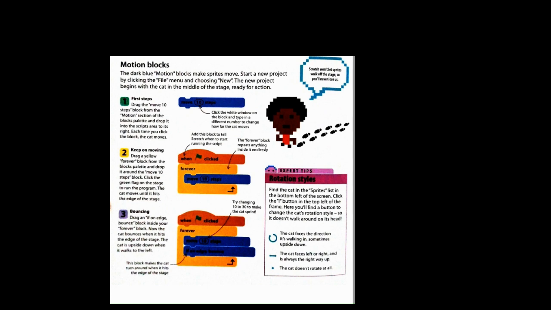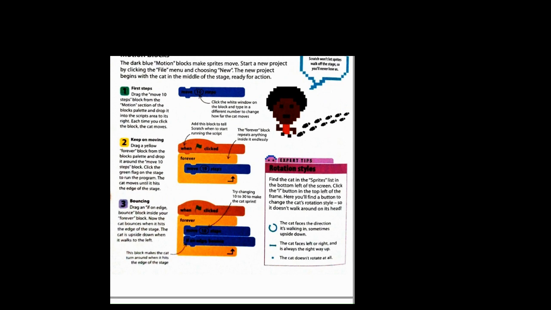First steps. Drag the Move 10 Steps block from the Motion section of the blocks palette and drop it into the Scripts area to its right. Each time you click the block, the cat moves. Click the white window on the block and type in a different number to change how far the cat moves.